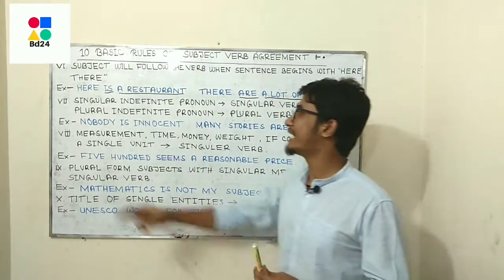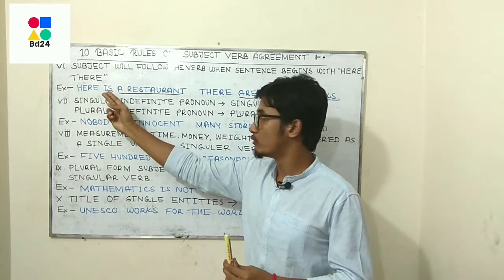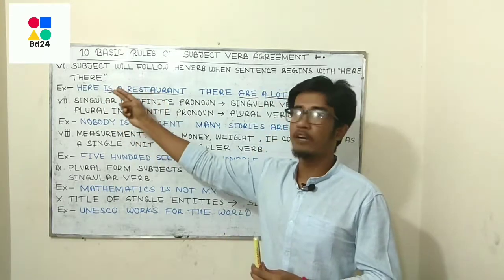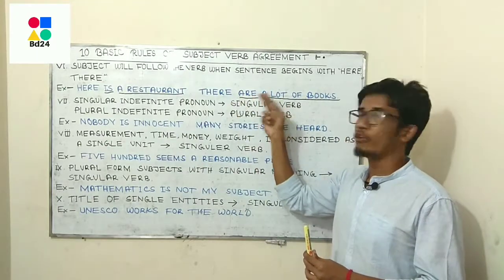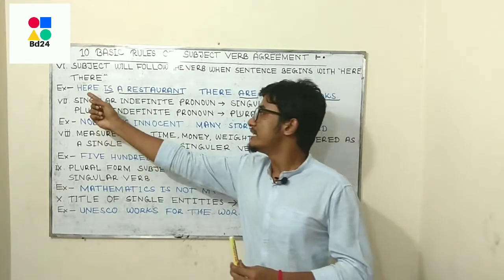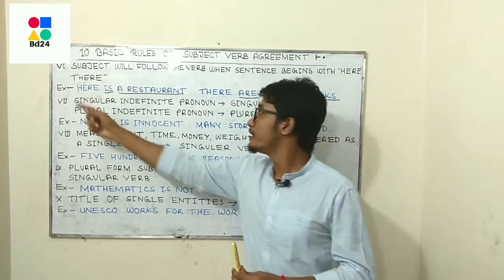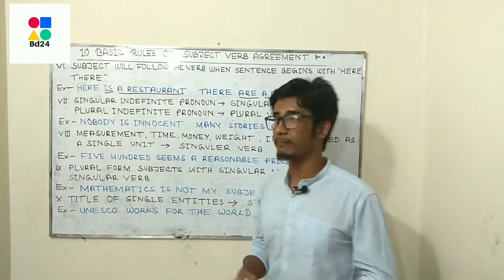So you have seen that if the verb is singular, the subject following the verb will also be singular. And if the verb is plural, the subject following the verb will also be plural. So the condition is that the sentence has to be started with here or there. So let's move to rule number 7.